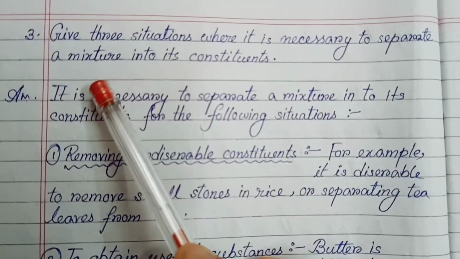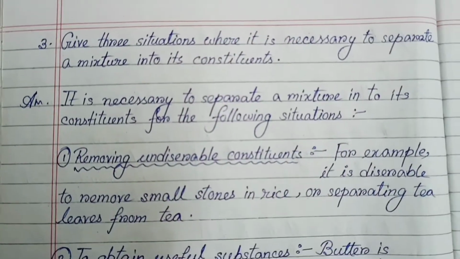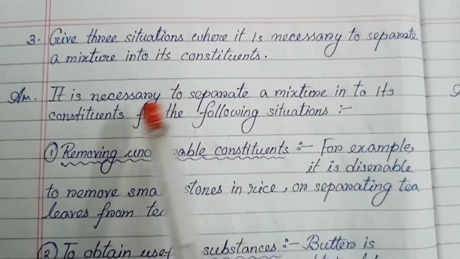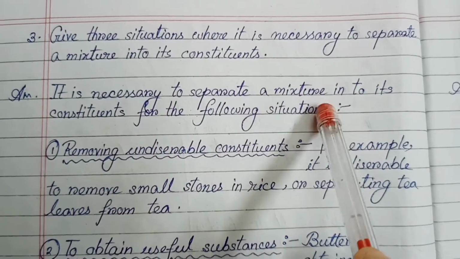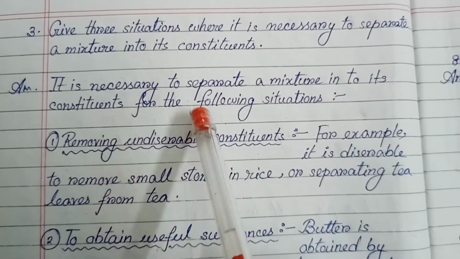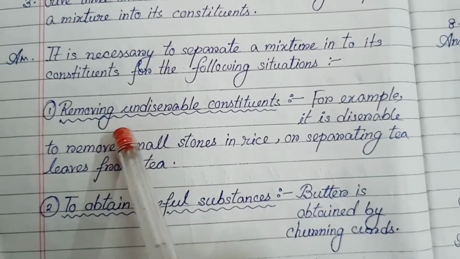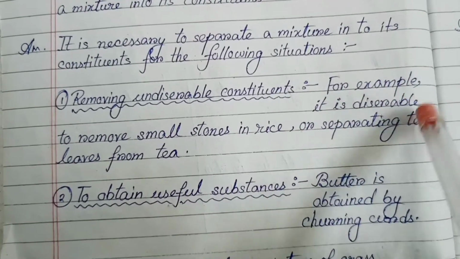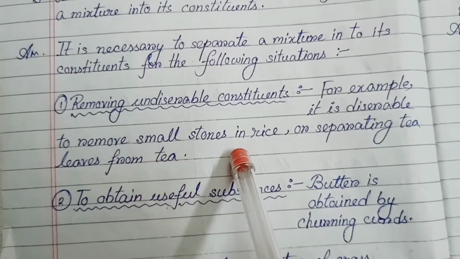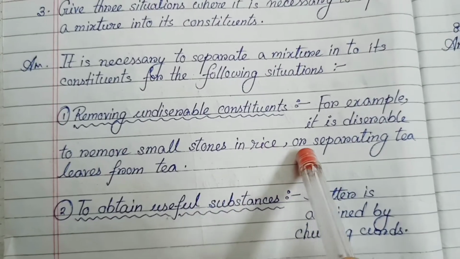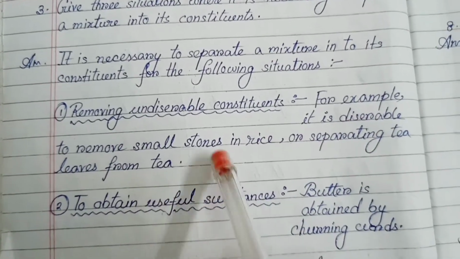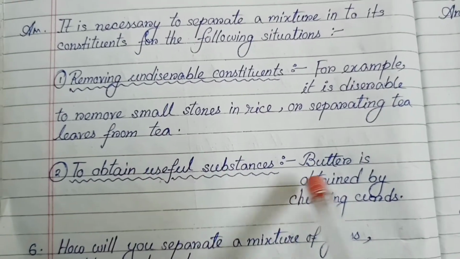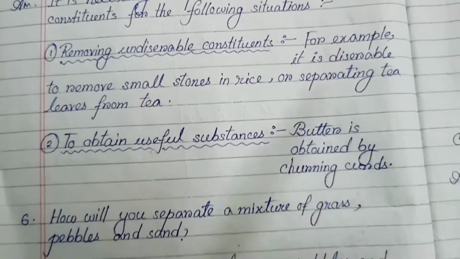Give 3 situations where it is necessary to separate a mixture into its constituents. It is necessary to separate a mixture into its constituents for the following situations: removing undesirable constituents, for example, it is desirable to remove small stones in rice or separating tea leaves from tea. To obtain useful substances, butter is obtained by churning curds.